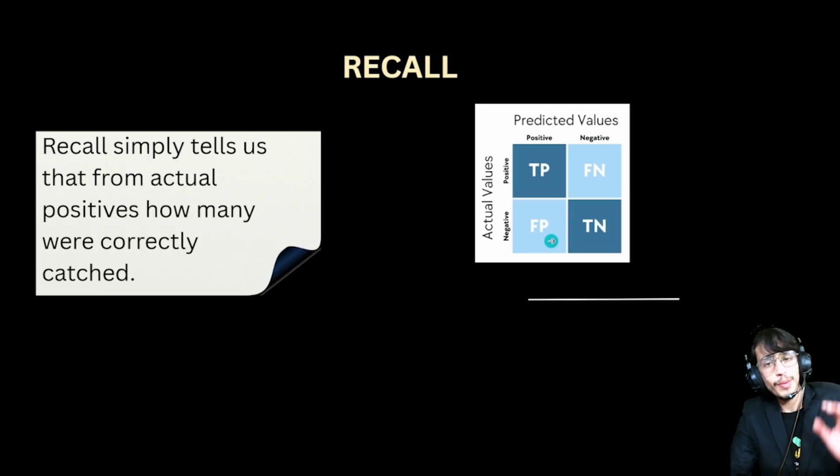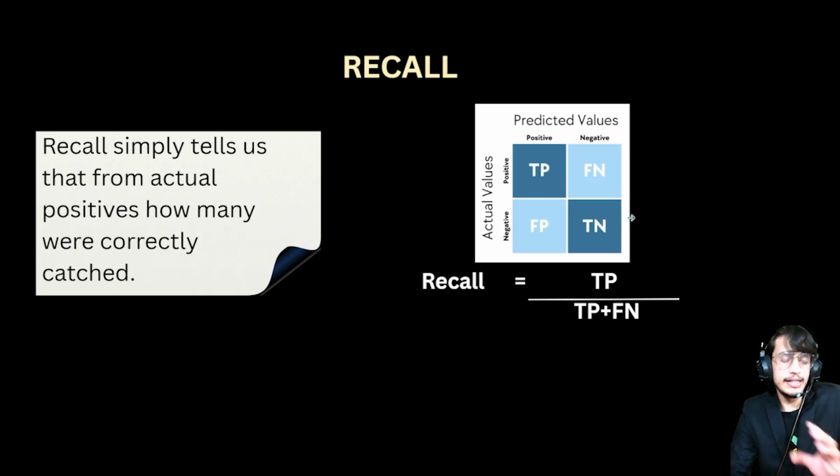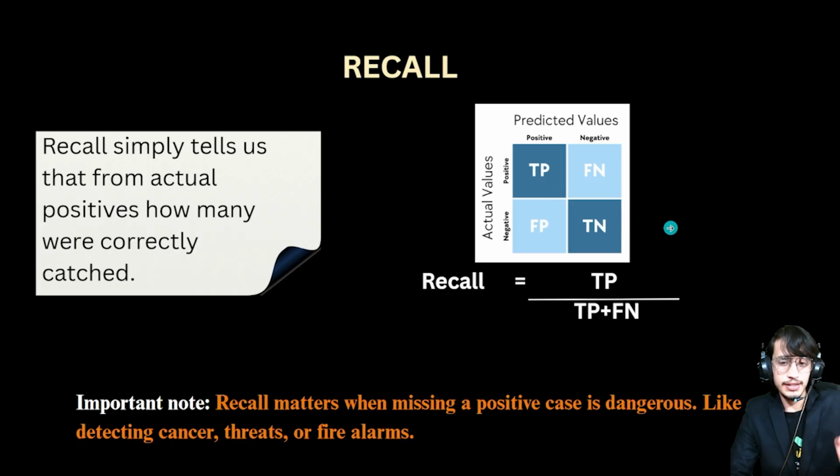Here we are saying that from all the actual positives, how many are identified correctly. Okay, this is a similar term, but you can be confused. It's about TP by TP plus FN.